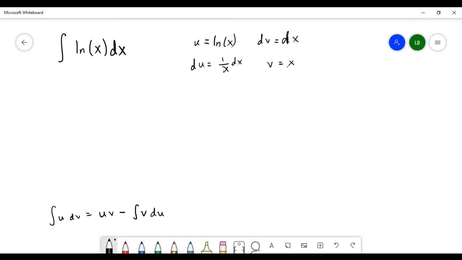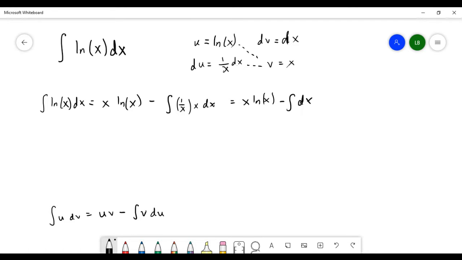And we just take all of this information we have up here and plug it into our formula. So the integral natural log of x dx is equal to u times v, x times the natural log of x, minus the integral of v times du. So 1 over x times x dx. Then 1 over x times x is just equal to 1, so we have x natural log of x minus the integral of dx. So our answer is x natural log of x minus x plus c.